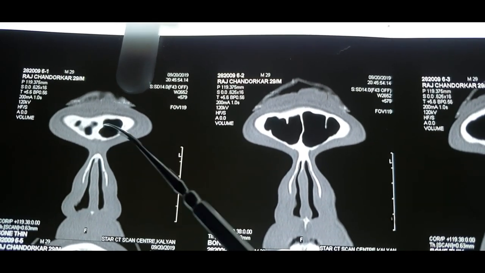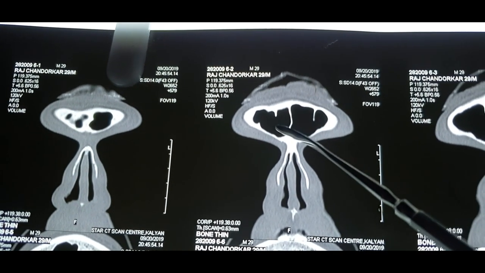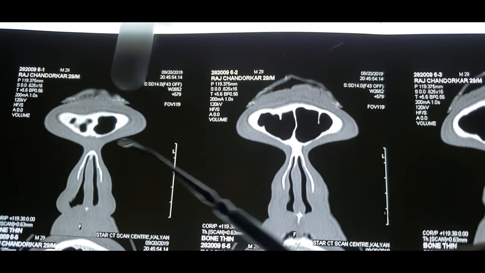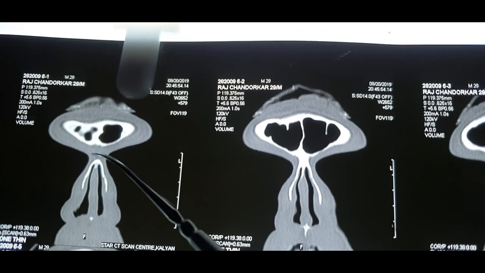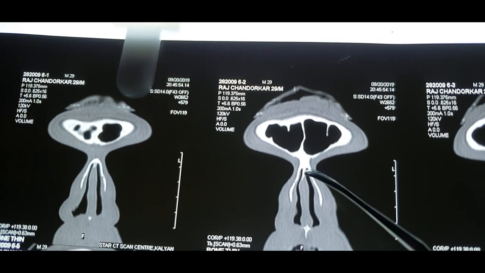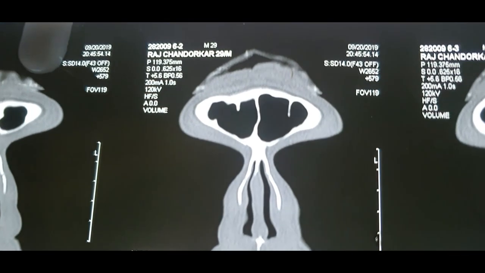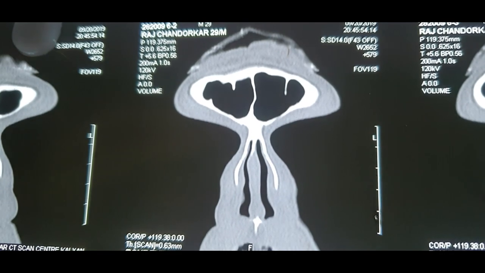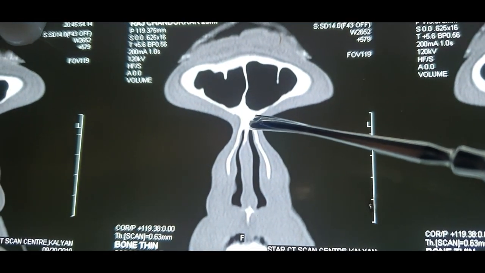This is the right frontal, left frontal sinus. The sinus size has increased. It is bigger in this scan as compared to the first scan. And this area, you can see this area was deficient. Now this area is covered by the bone. So now this area is the nasal bone. If you see clearly, you can see the interbony suture area. You can see this is the nasal bony area.